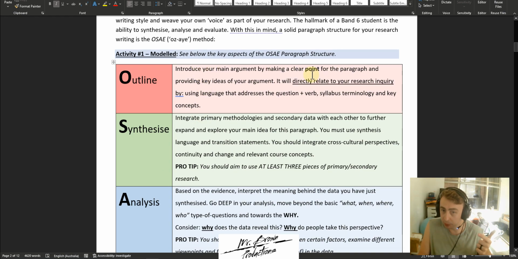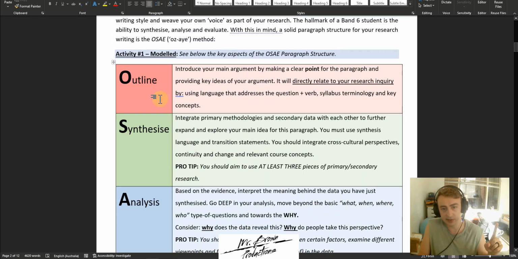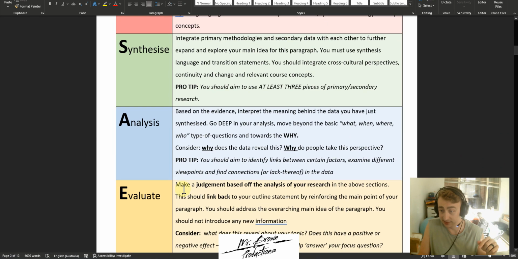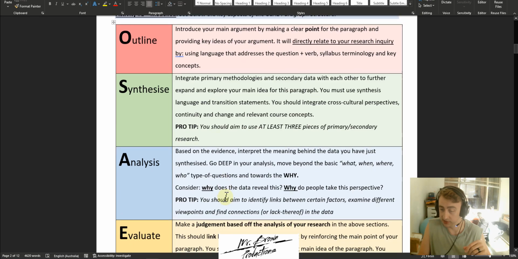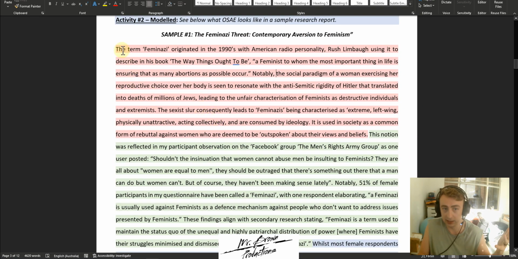Okay, so this paragraph, what we're looking for in the red is in introducing the main argument by making a clear point and providing key ideas and using key concepts and syllabus terminology. Okay? Now, these don't necessarily have to be one sentence each. They should never be just one sentence each. They should be more detailed and fleshed out than that. And you can see here that they're outlining their point in quite a bit of detail. Okay? And that's fine. It doesn't have to be this detailed necessarily, but it's there for us to look at.